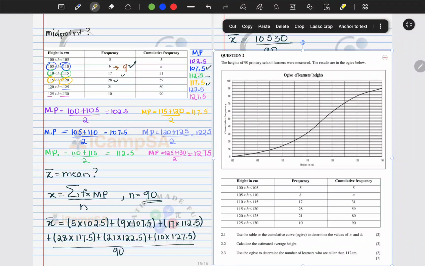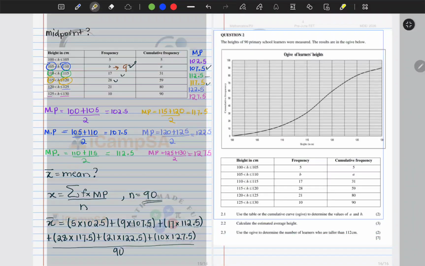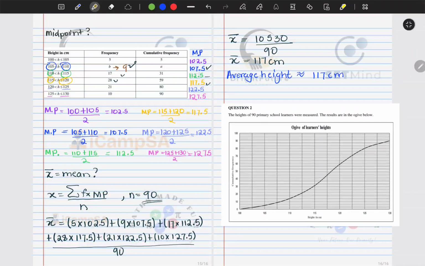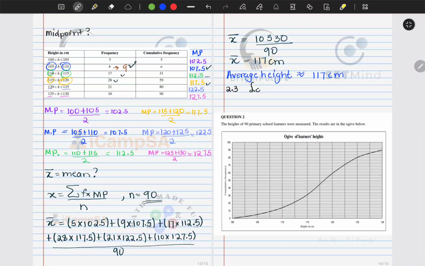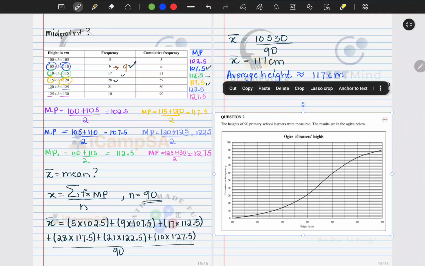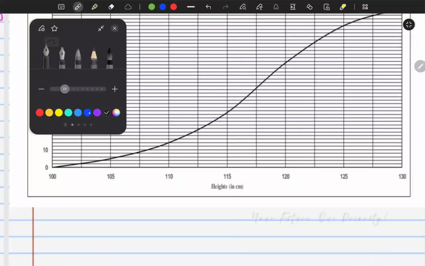So this is 2.3. So let's just cut this here. And let's focus on 2.3. In 2.3, we're looking at learners who are taller than 112 centimeters. How many are they? Well, in order for us to figure this out, let's use pink. I'm going to go and look for 112 here.